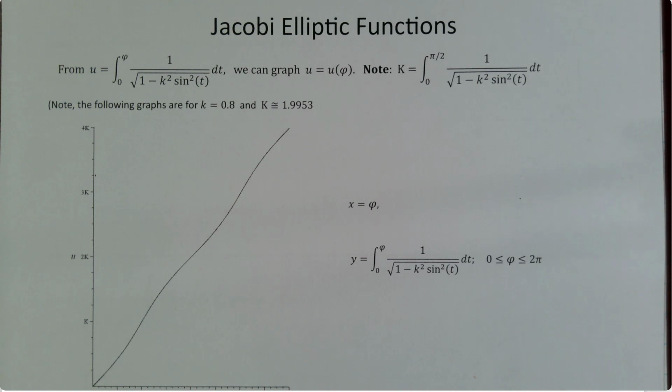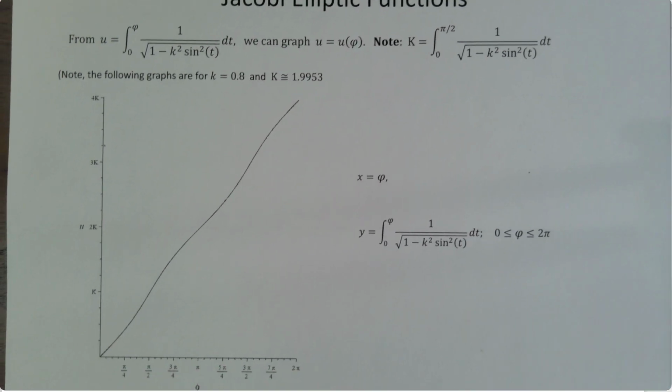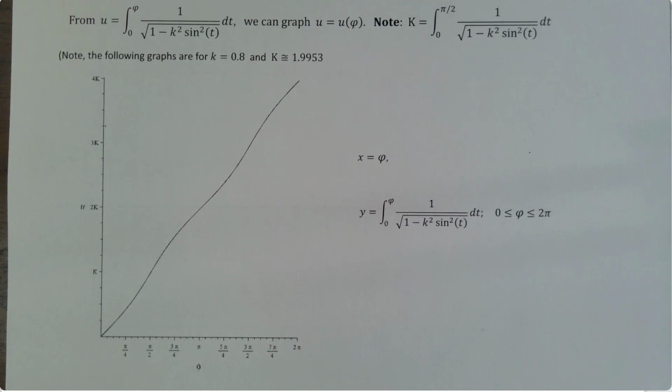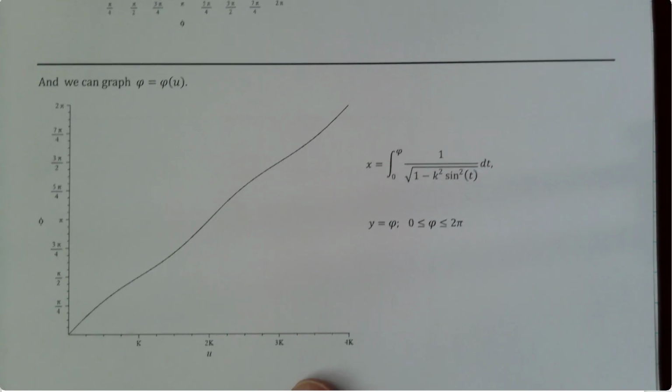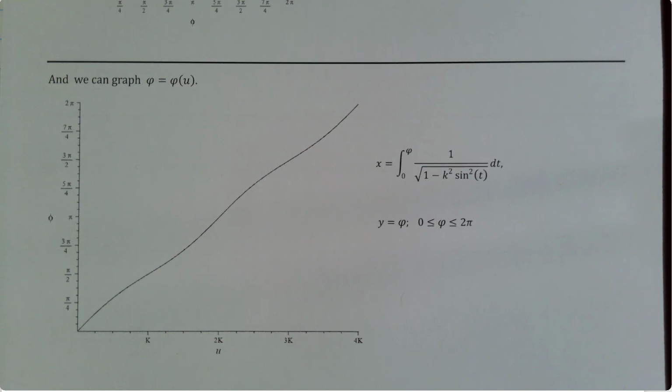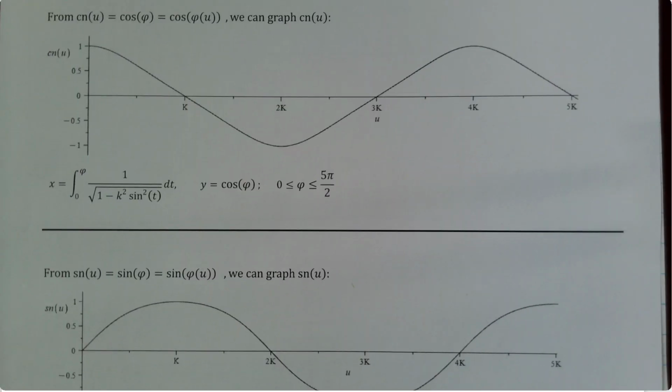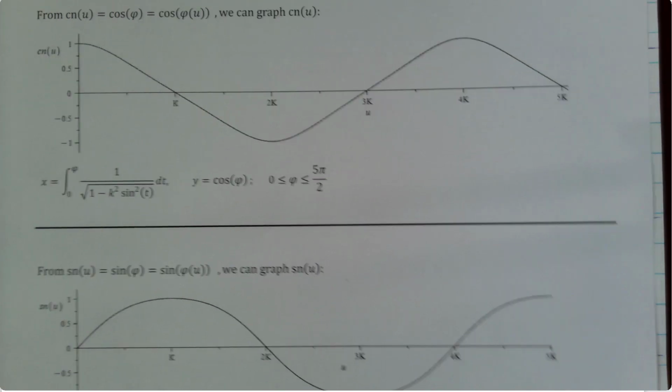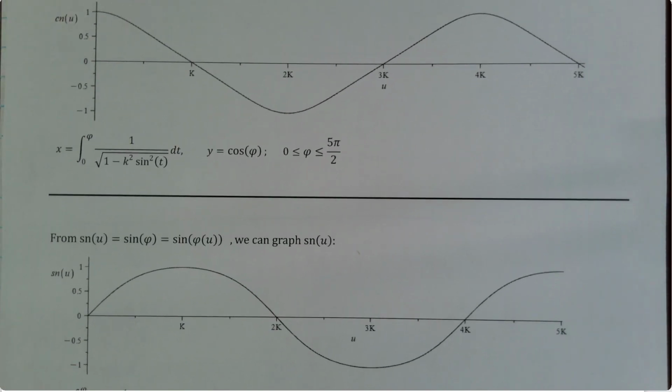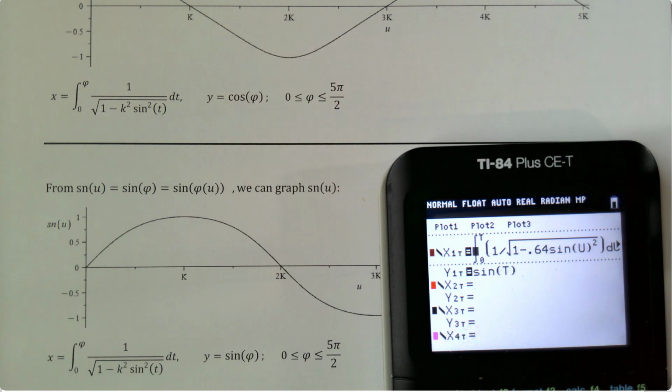So of course I can graph u in terms of phi on the graphing calculator, but I won't do that. And I can graph phi in terms of u. In other words, I can graph the Jacobi amplitude, but I won't do that either. And of course we can graph cn u and sn u, and sn u is the one I'll graph. So here we are. Look at what I've typed in already.